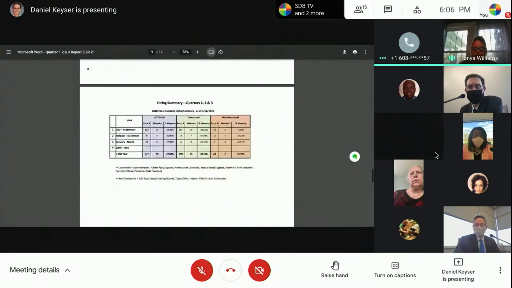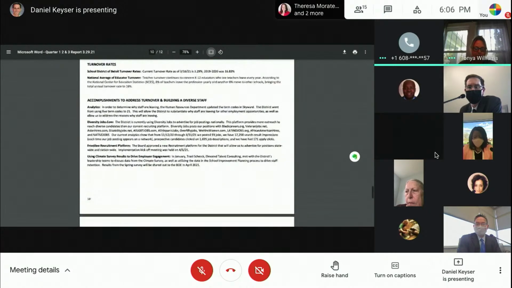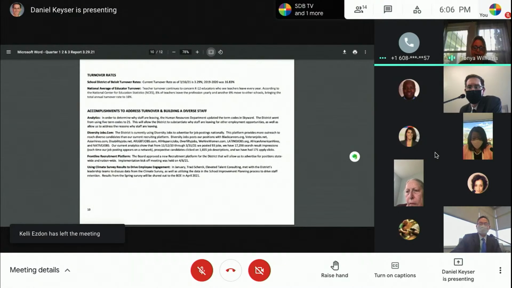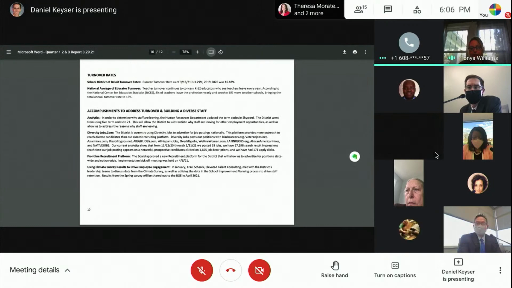On page 9, we have our hiring summary. The bulk of our hiring, of course, always takes place during Q1. To date, we've hired a total of 177 staff district-wide, and 49 of those staff members were staff of color. On page 10, we outline that our turnover rate for 2019 and 2020 was 16.83%. Our national average in education is 16%, so we're slightly higher than the national average. And this year, our turnover rate to date is 3.29%. We think that's probably due to the pandemic. We don't have a lot of staff leaving the district at this time.